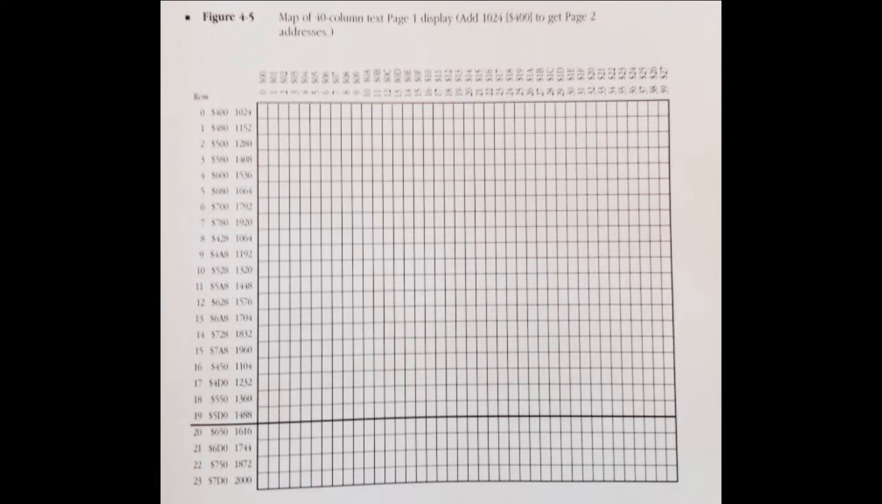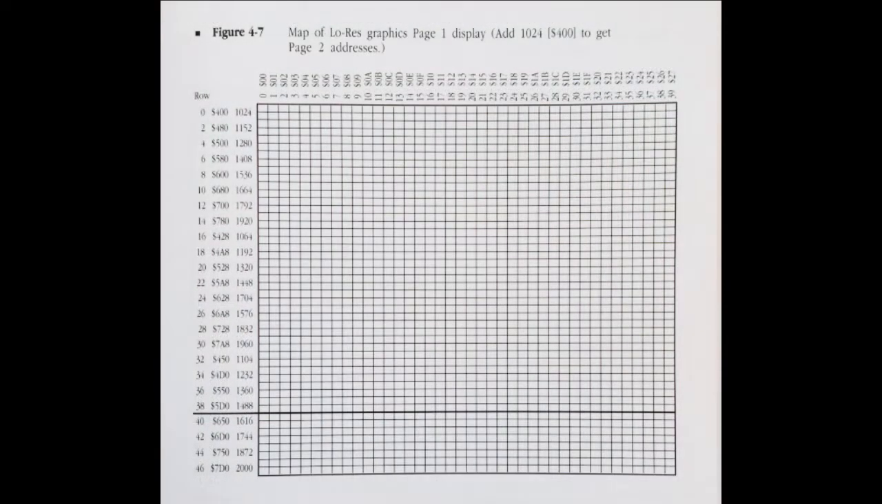Great, that's the text display. What does that have to do with low-resolution graphics? Well, looking at another page of the technical reference for the low-resolution graphics display, you can see they share the exact same memory map. The only difference now is instead of representing a letter, each memory location represents 2 dots or pixels, an upper dot and a lower dot.